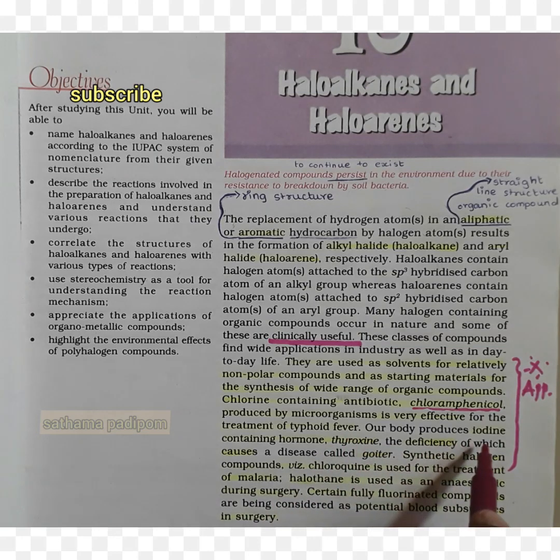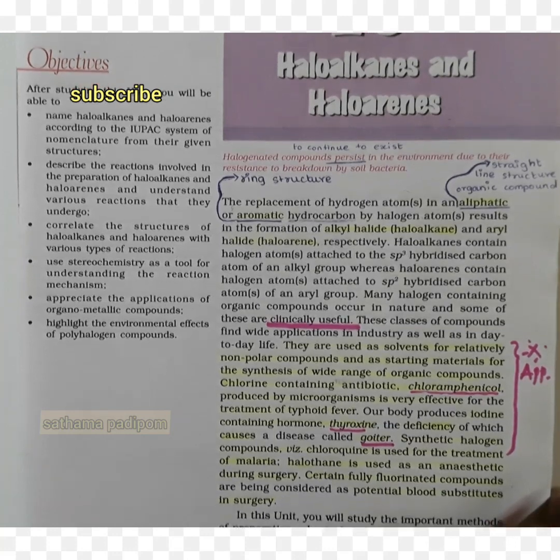Our body produces iodine-containing compounds. It is happening in our body, it contains the hormone. So what is the hormone? That is thyroxine. The deficiency of which causes a disease called goiter. So you have learned this in depth in biology too.